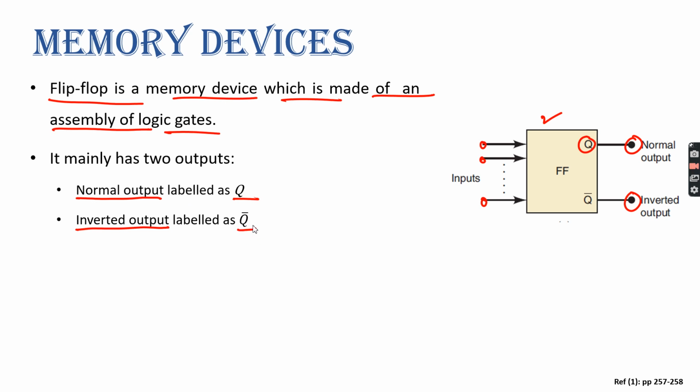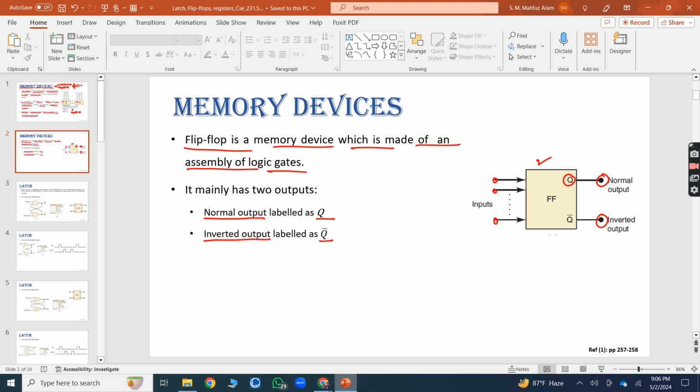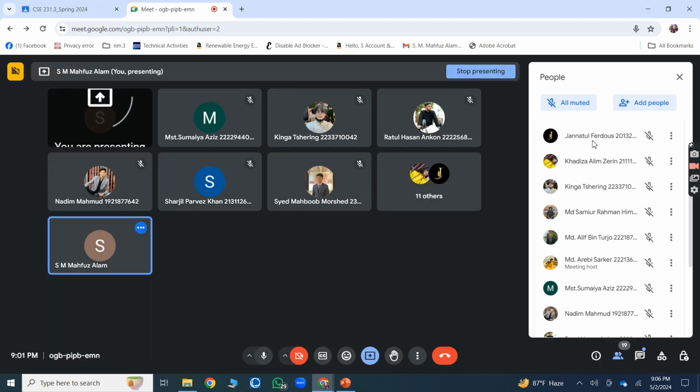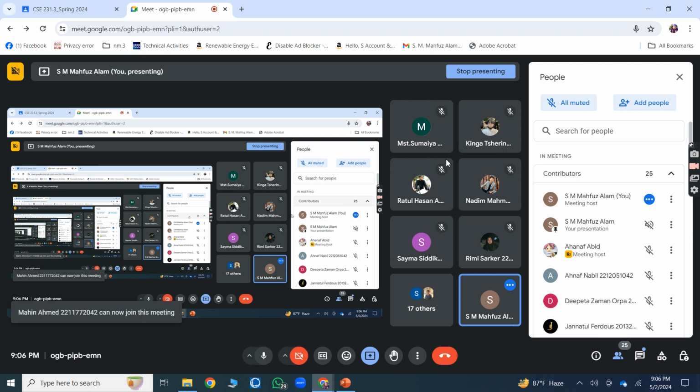So for the flip-flop circuit, you can have n number of inputs based on your system requirement, but it will always provide you two outputs. One is the normal output, another is the inverted output. Is there any question so far? No, sir. Okay.